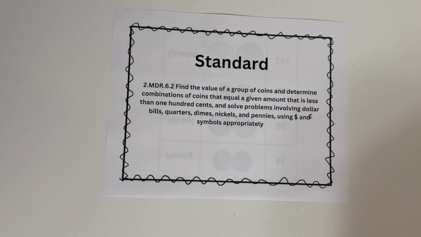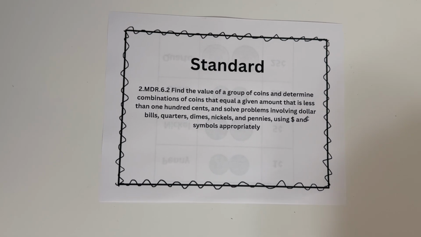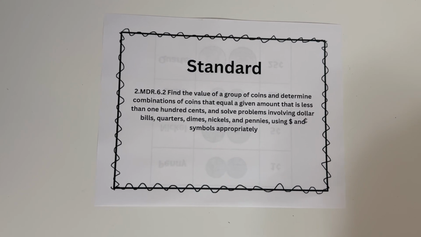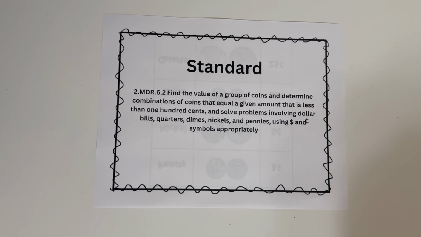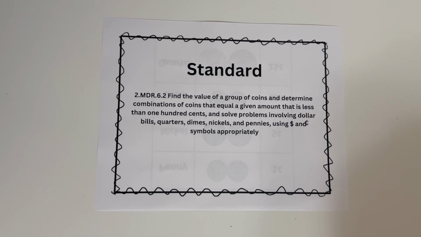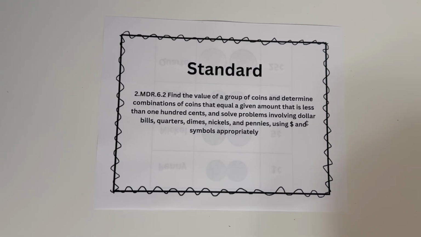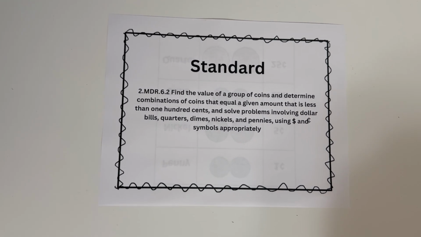The standard I chose is for second grade. It is to find the value of a group of coins and determine combinations of coins that equal a given amount that is less than 100 cents, and solve problems involving dollar bills, quarters, dimes, nickels, and pennies using money signs and cent symbols appropriately.